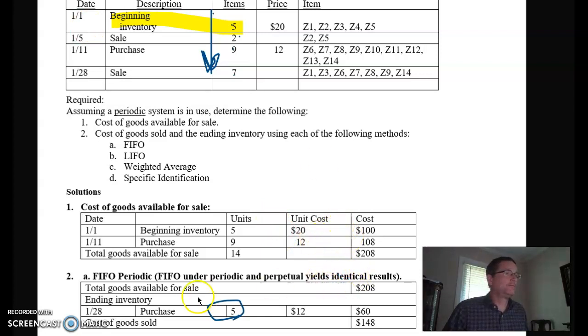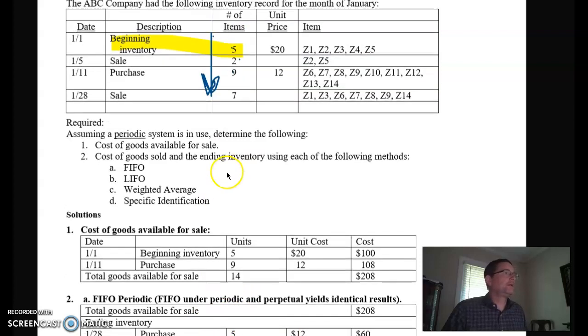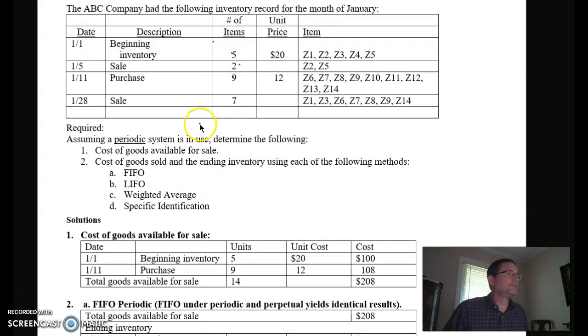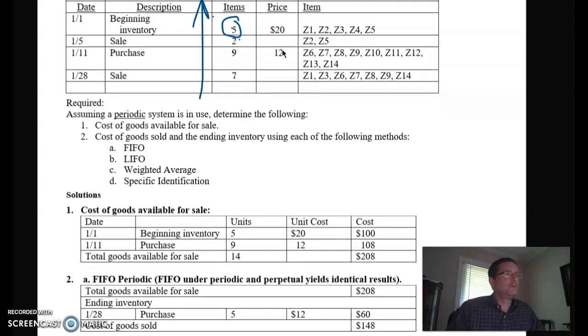Now, in LIFO, we're going in a different direction. We sell in that order. So these 7 that are sold come from purchases, right? And then these 2 come from, I don't care if they weren't around when we sold them, it doesn't matter. We work our way this way. So we sold all but, we had 5 in ending inventory, right? So we have consumed all 9 of these and we have 5 left. So we have 5 at 20. So in ending inventory on LIFO, we have 100.